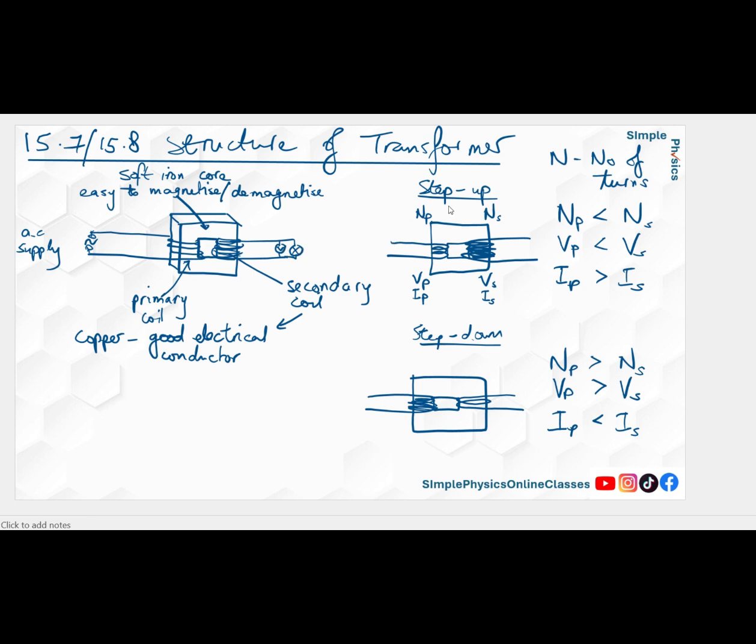So make sure you can tell the difference between a step up and a step down. Step up: more turns on the secondary, so more voltage on the secondary, so less current on the secondary. Step down: more turns on the primary, more voltage on the primary, less current on the secondary. Put these in words, in simple form, it's up to you. So first they'll ask the structure, then they'll ask how it works.